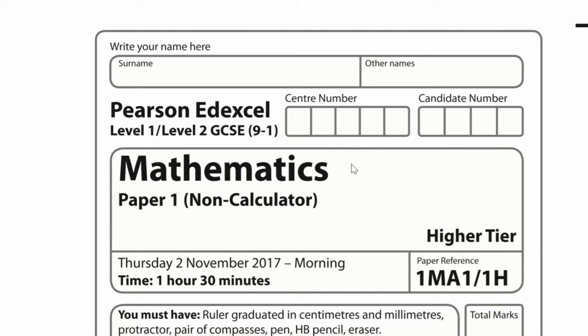This is the Edexcel GCSE 9-1 Maths Paper 1 from the November 2017 series, and it's from the higher tier, and it's a non-calculator paper.